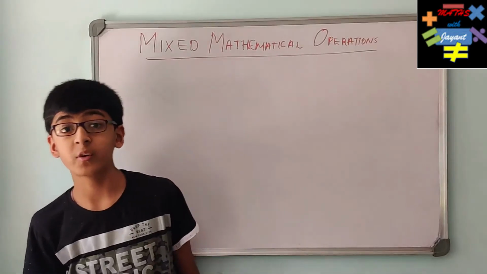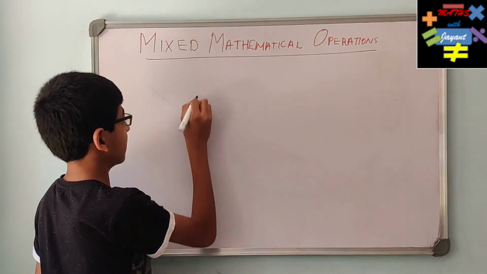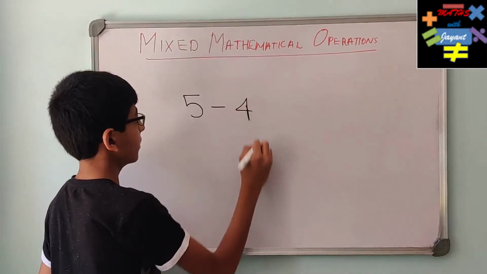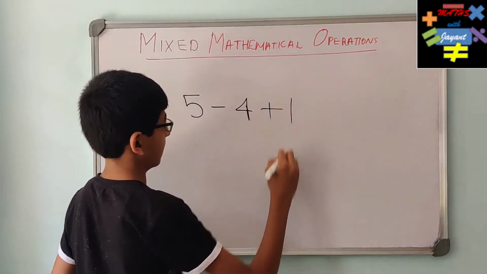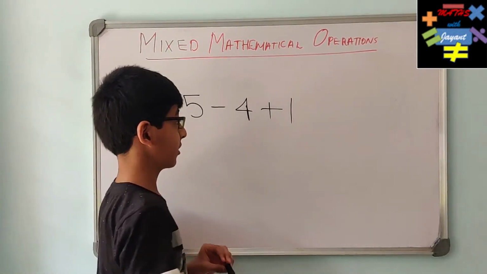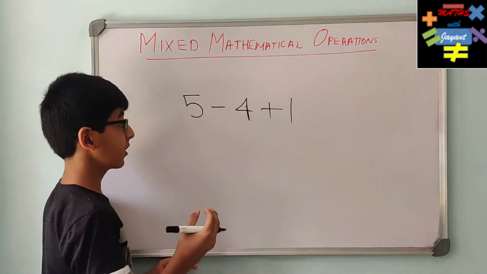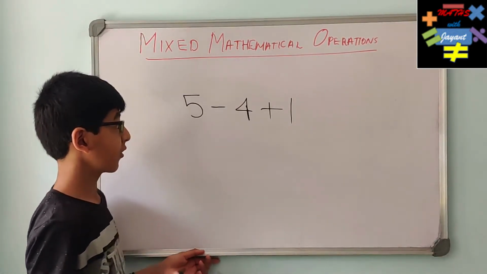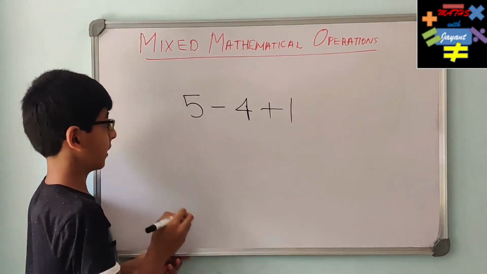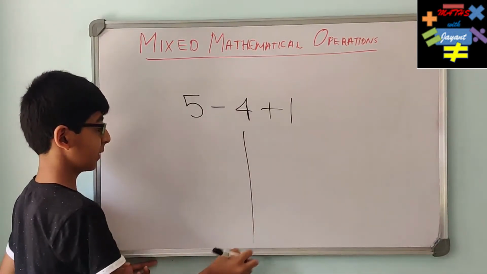So this sort of a question will require addition and subtraction. If your question is 5 minus 4 plus 1, how do we solve this question according to the DMAS rule? According to the DMAS rule, first we should add. So 4 plus 1 is going to be 5, and 5 minus 5 is going to be 0.